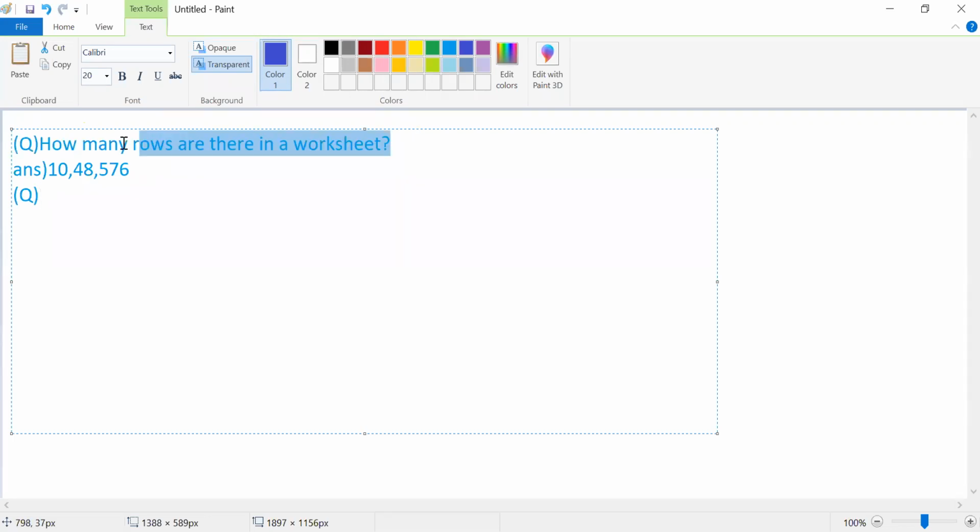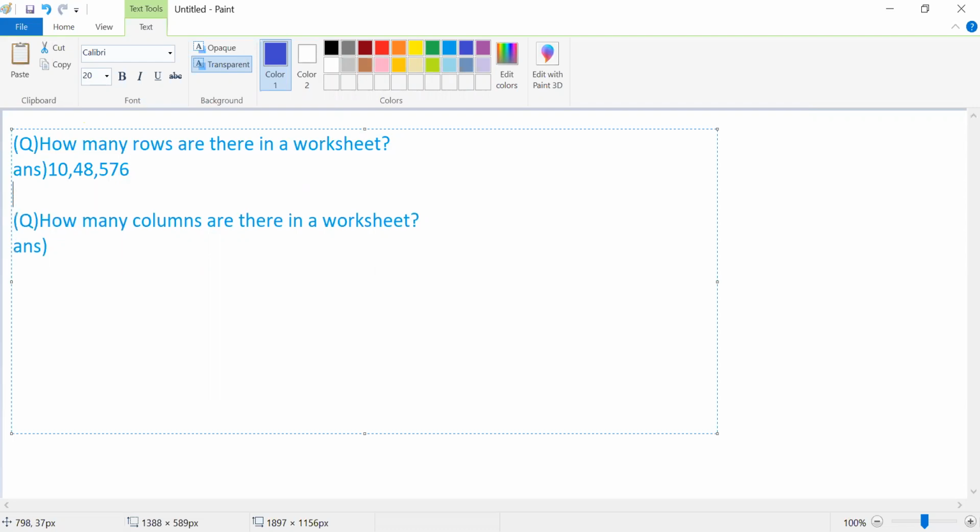How many columns are there in a worksheet? Sir, 16,384. Next question is how many columns are there in a worksheet? The answer is 16,384. 16,384 is the right answer. Next question.